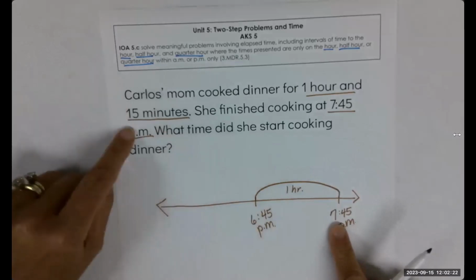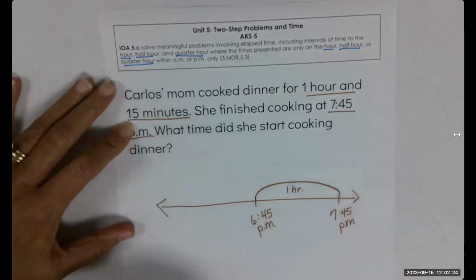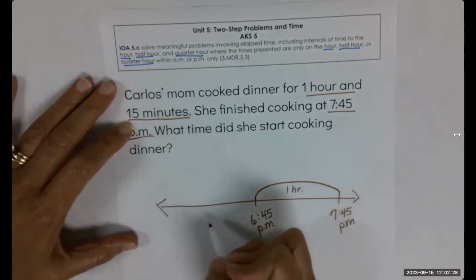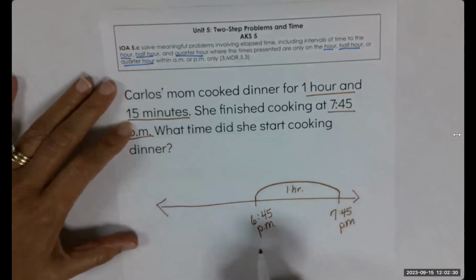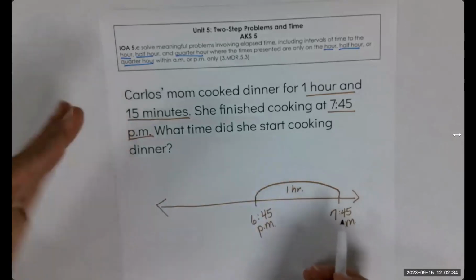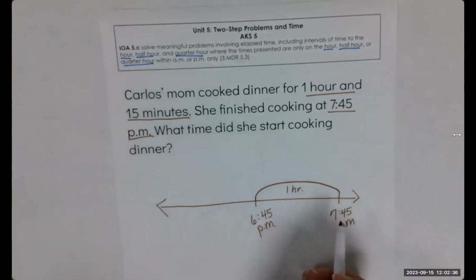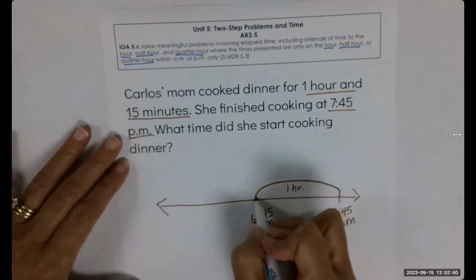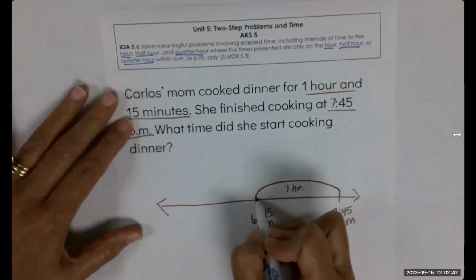But now I've got to deal with my 15 minutes. So I've got to count back 15 minutes. Again, if your students need to count back by fives, absolutely fine. If they recognize they can make a jump of 15 and they know that the next quarter hour is 30, awesome. But for our purpose, I'm going to jump back by fives and count back a total of 15 minutes.